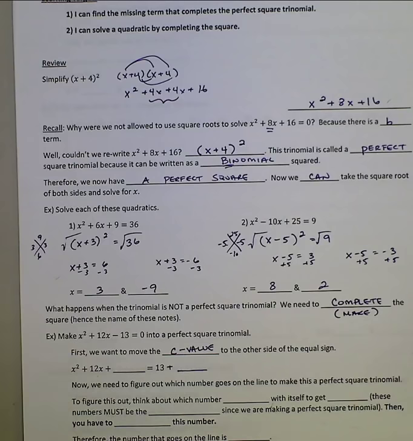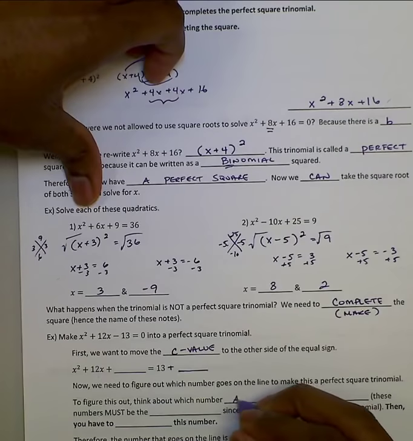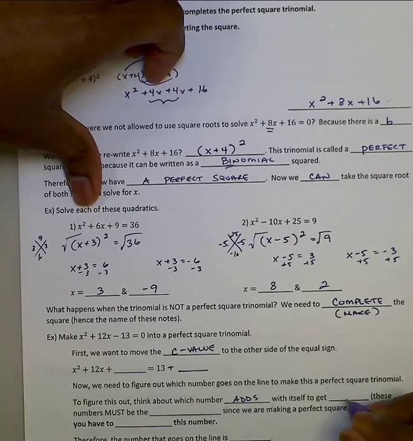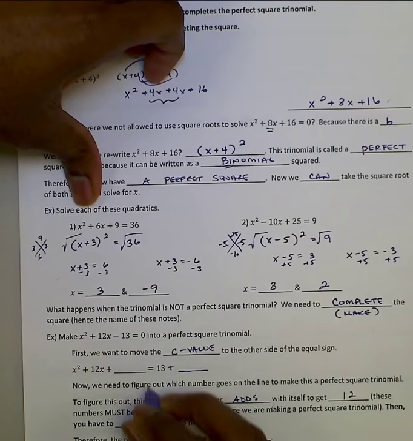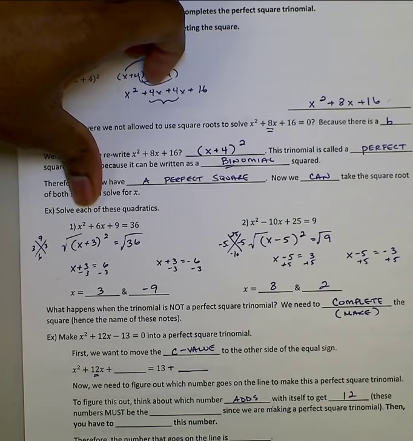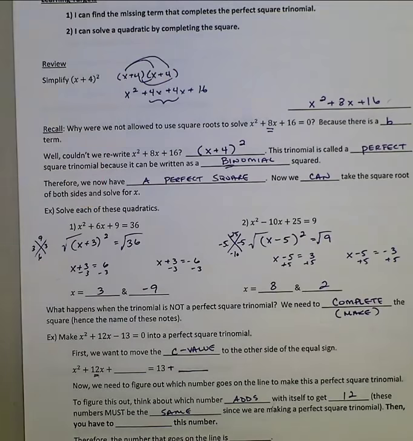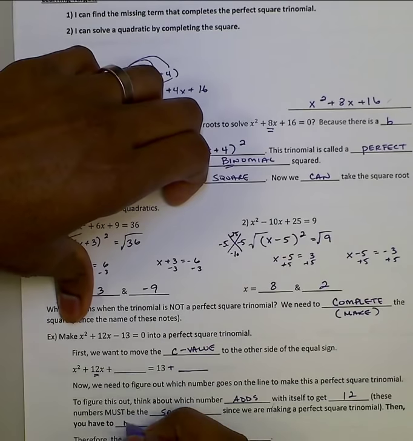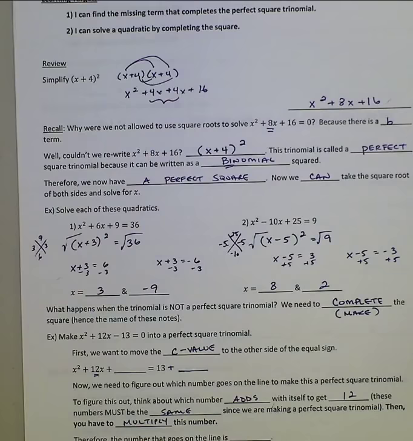a perfect square trinomial. To figure this out, think about which number multiplies to itself to get, adds to itself to get 12, in this case. These values must be the same because we're making a perfect square trinomial. And then you have to multiply this number. Okay. So, looking at this middle number, we have 12.